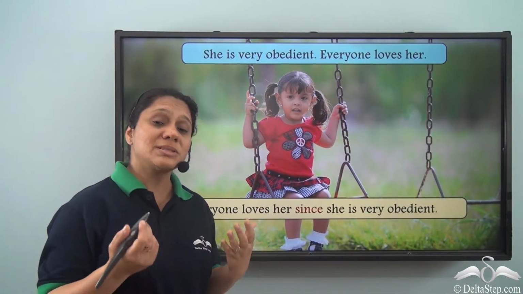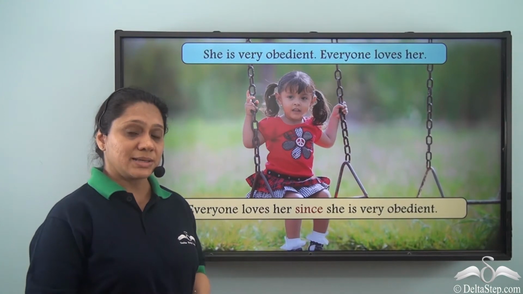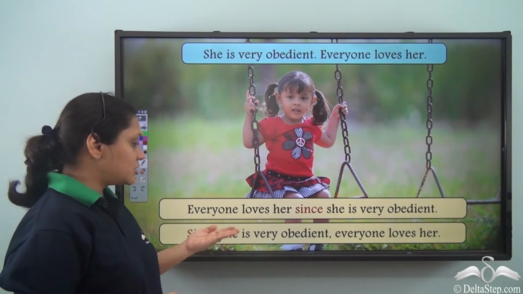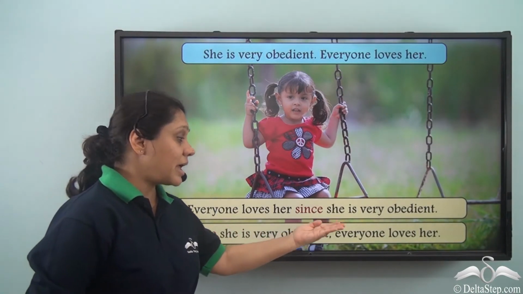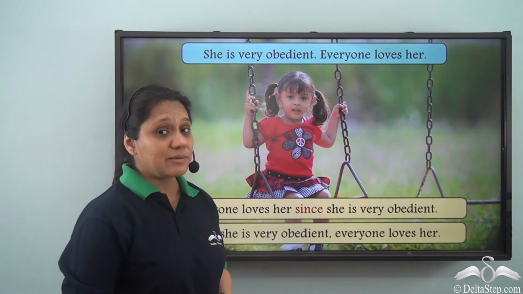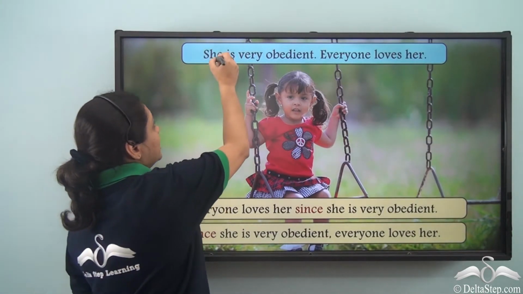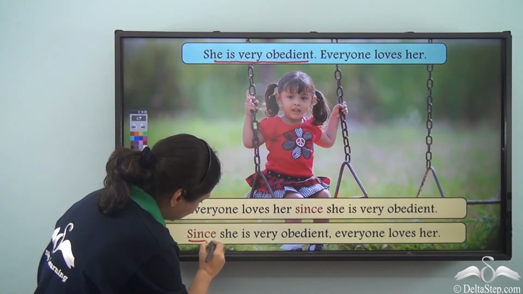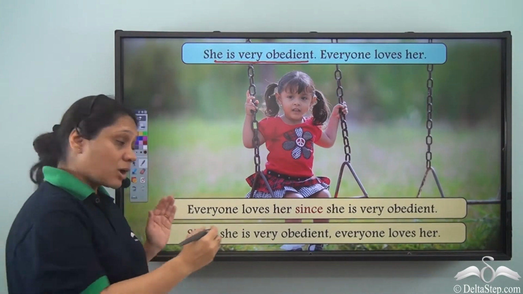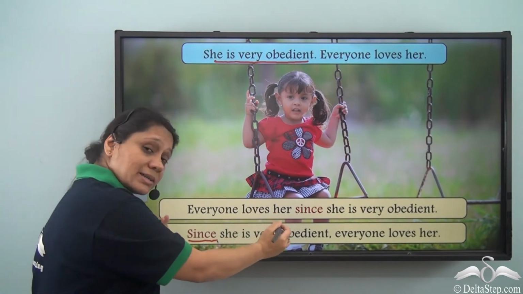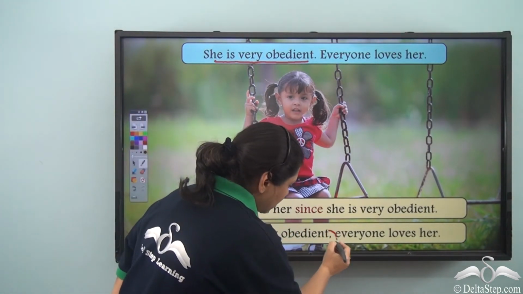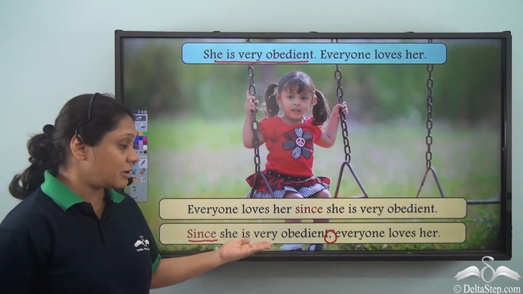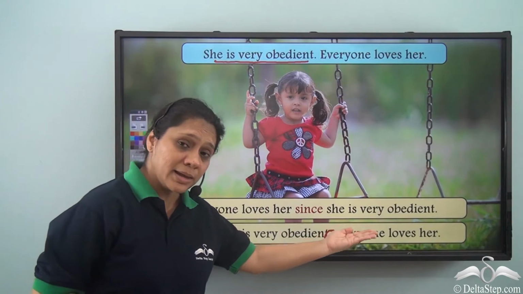We can also start a sentence with the conjunction since. How do we do that? Let's see. Since she is very obedient, everyone loves her. What are we saying? The reason she is very obedient is always written after since. And because we are starting the sentence with the reason, we put a comma. So our new sentence is, since she is very obedient, everyone loves her.